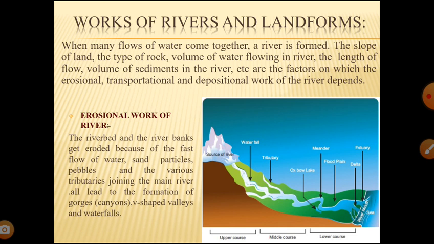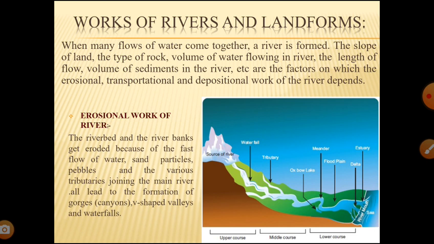The riverbed and the river bank get eroded because of the fast flow of water. Sand particles, pebbles, and the various tributaries joining the main river all lead to the formation of gorges, V-shaped valleys, and waterfalls. So children, by this diagram, you can understand the sources of river. Here the first one is waterfall.